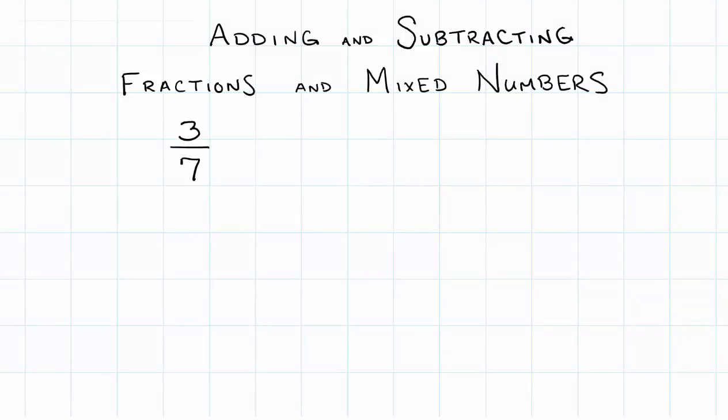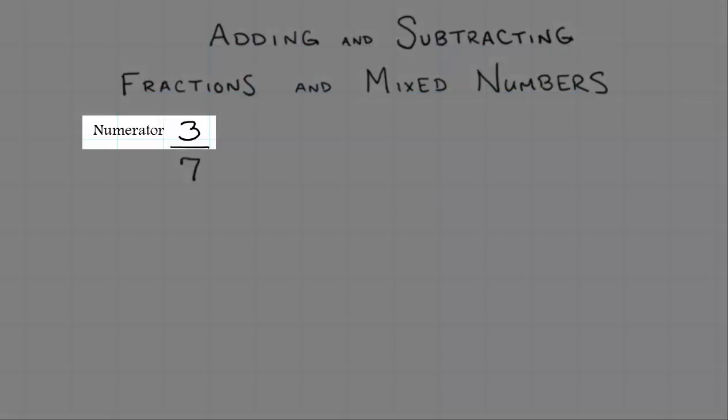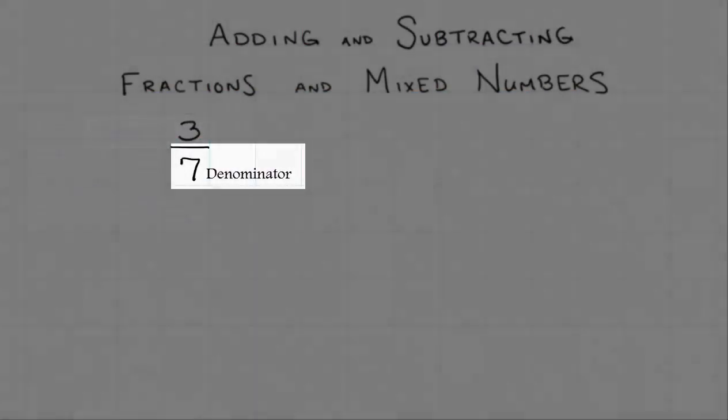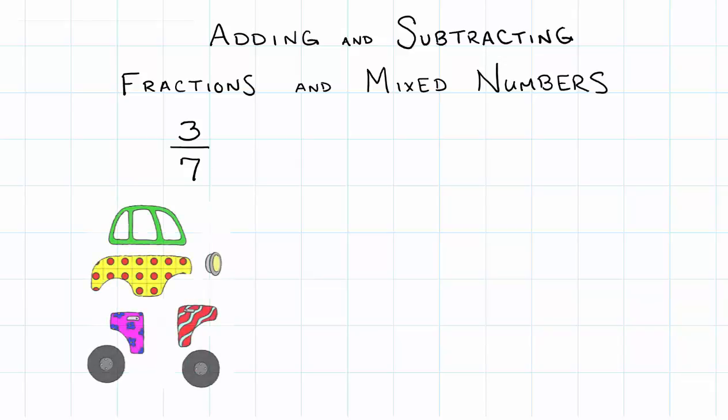When we are given a fraction, we always have a numerator, which is our top number, and a denominator, which is our bottom number. What we have to clearly understand is that the denominator tells us how many pieces we need in order to make one whole item, whatever it is that we're talking about. I like to use the example of a car. If it takes 7 pieces to make a car, then we need all 7 of them in order for the car to actually work.